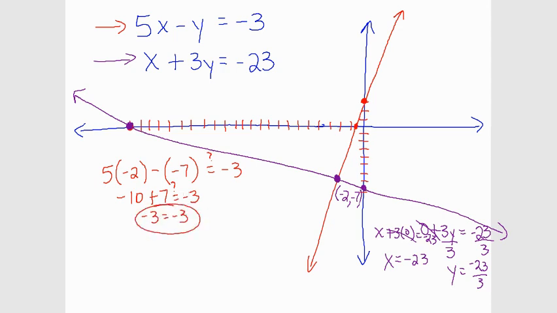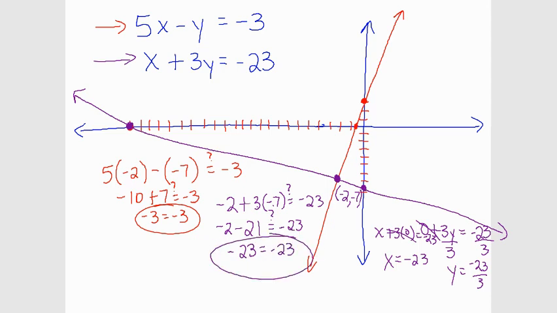Okay, let's go ahead and do the other one. We've got the negative 2. x has no coefficient other than 1, so plus 3 times negative 7 equals negative 23. We'll go ahead and put our question mark there. Negative 2 plus 3 times a negative 7 gives me a negative 21, so all in, negative 21 equals negative 23. And we can see this also does indeed check out, and we are done.